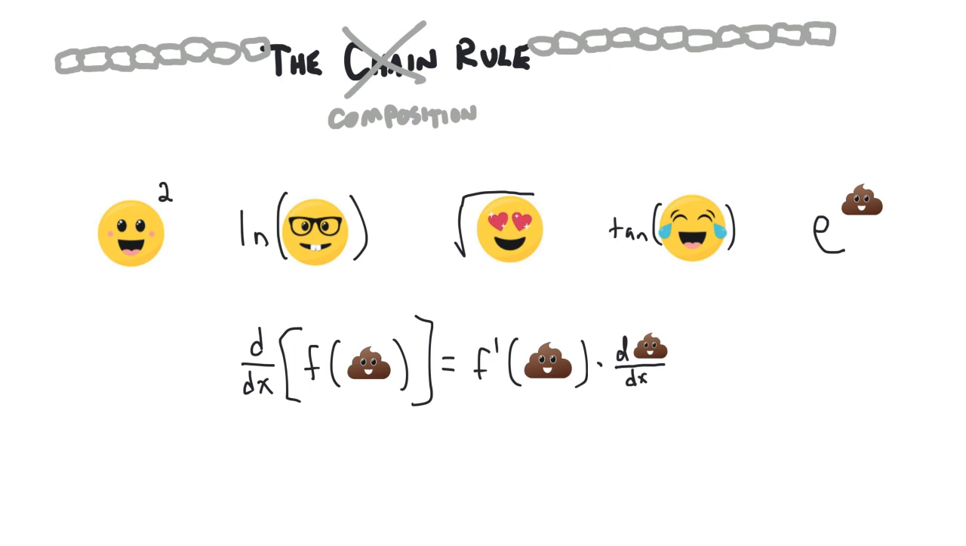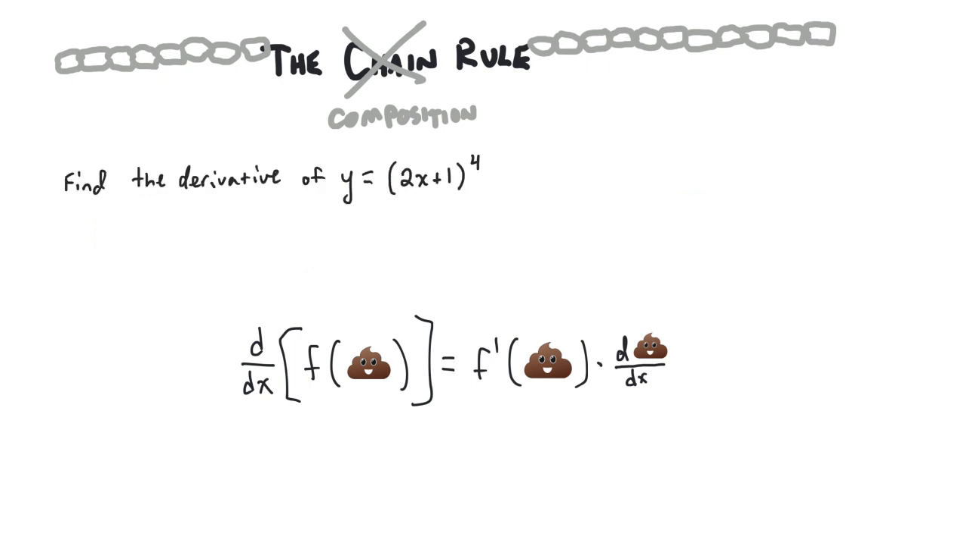Let's see an actual example. If you were asked to find the derivative of y equals the quantity 2x plus 1 to the fourth, you could proceed by using the binomial theorem to expand (2x plus 1) to the fourth power, and then take the derivative of each individual term using the power rule. However, the chain rule gives us an easier way.